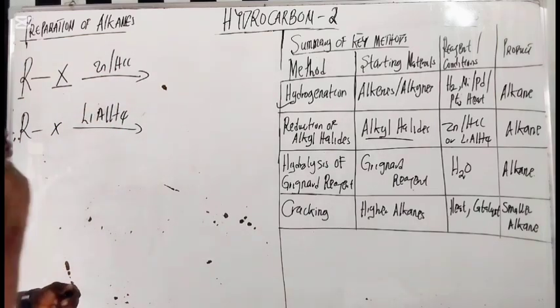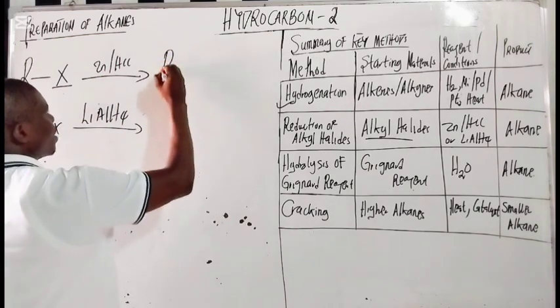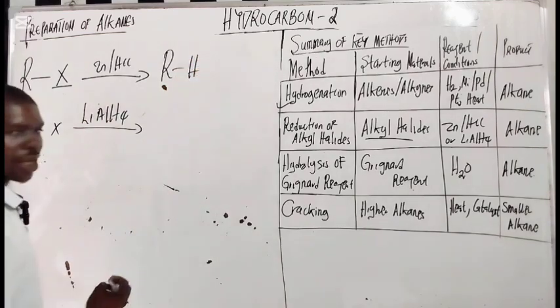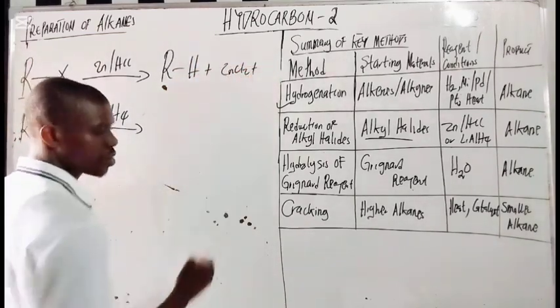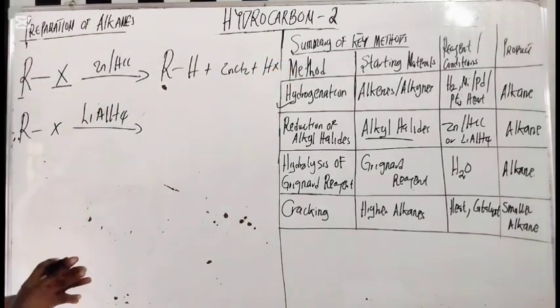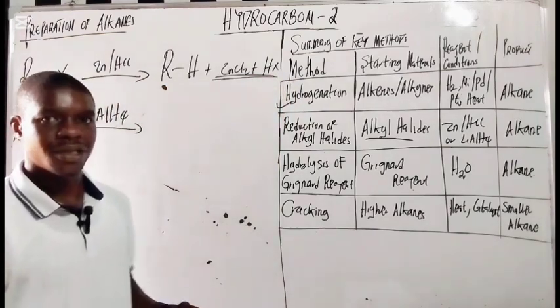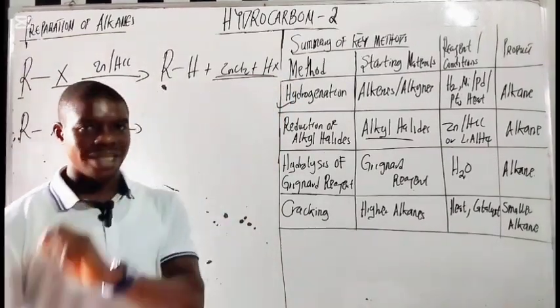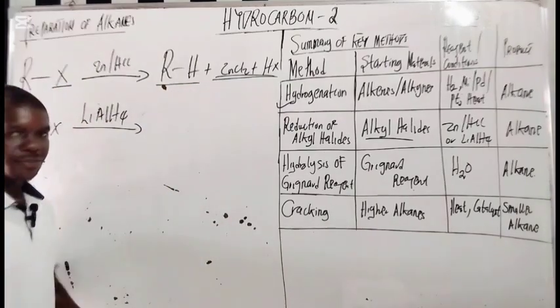You need two molecules, right? But this is going to be the product: R-H, the alkane, plus ZnCl2 plus HX. Understand here that these are not your concern because they are not going to ask them in the exam. Your main concern is the alkane here.